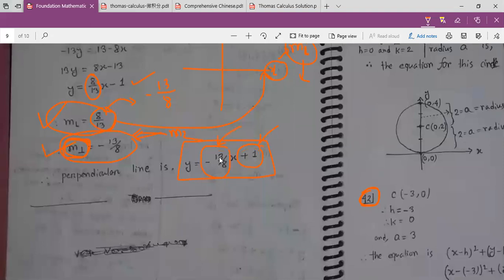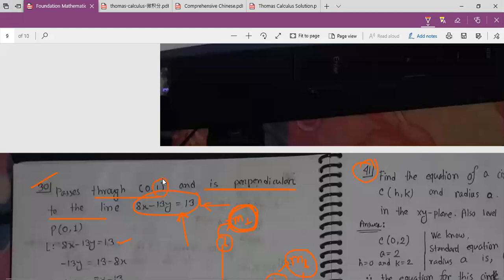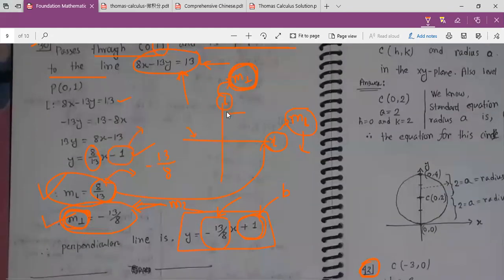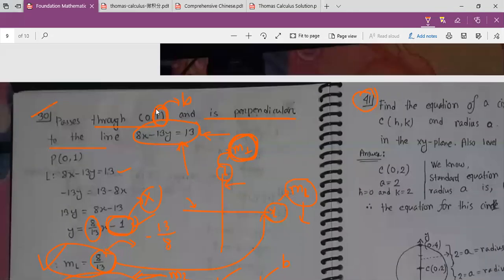So this will be y is equal to minus 13 by 8 x plus 1. So this plus 1, how do you get it? This is the value of y-intercept or the value of b. So the value of b is here. Do not take this minus 1 by mistake, because this minus 1 is for this line, but we have to find the equation for this line. You guys might make a mistake. This is our value of b, or y-intercept.